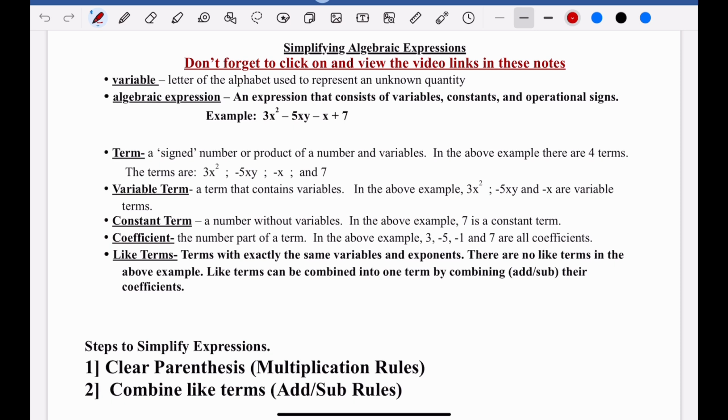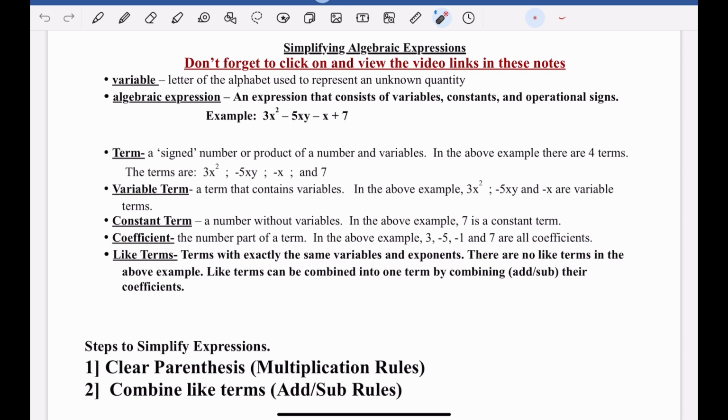But the first definition here is the word variable, and this is what makes algebra algebra. A variable is the letter. It's a placeholder in an algebraic expression. So it's your x's, your y's, your z's. So anytime I say variable, I'm talking about the letter part of the expression.